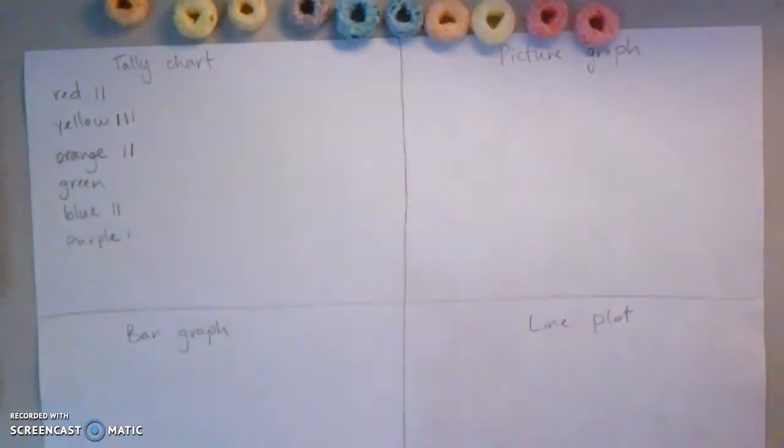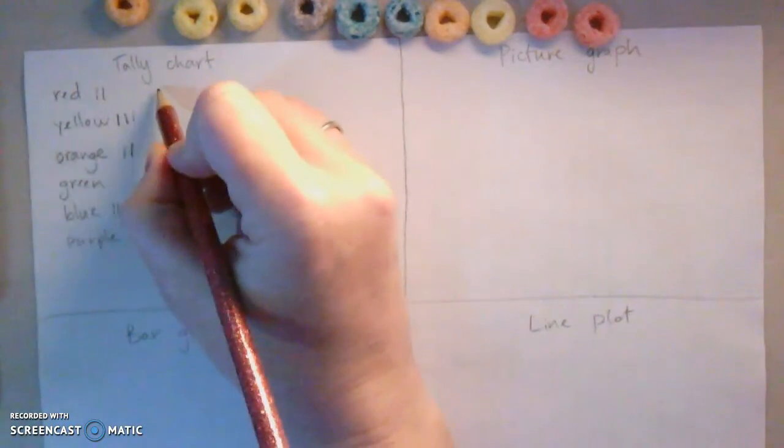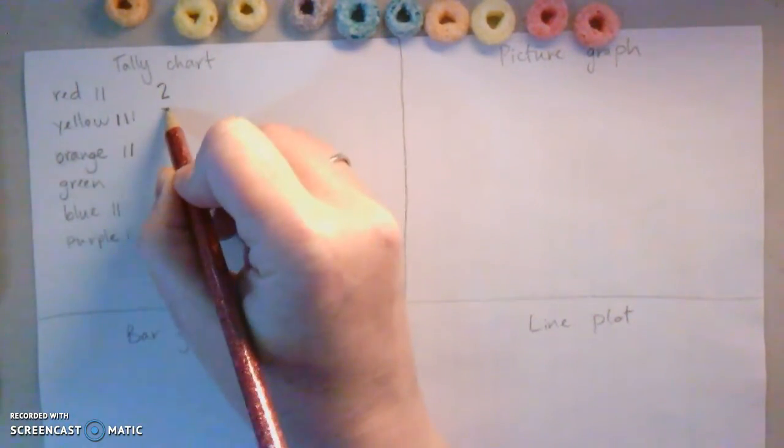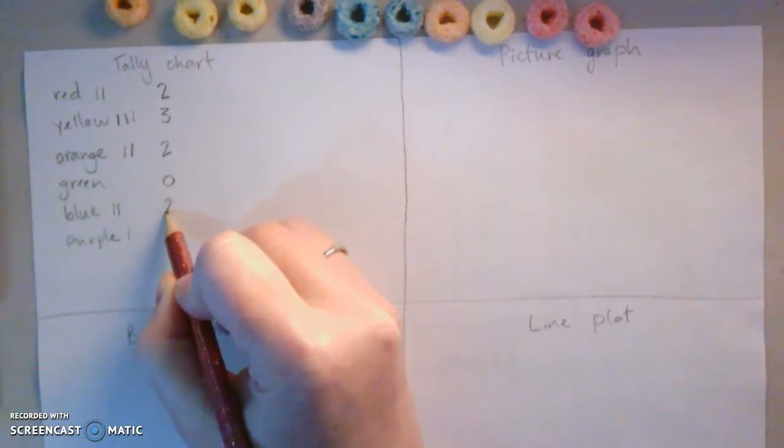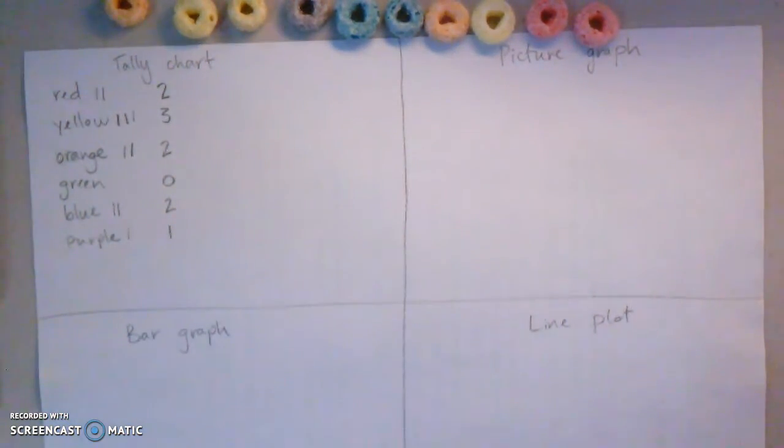So there's my tally chart. Now I need to make the totals. So the total of red is 2, total yellow is 3, total orange is 2, total green is 0, total blue is 2, and the total purple is 1. And that is the tally chart all complete.